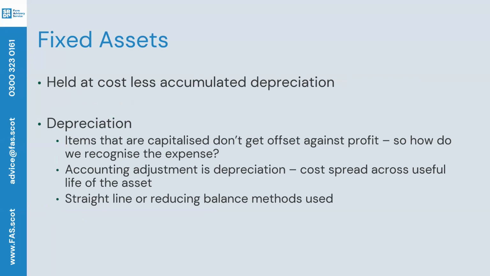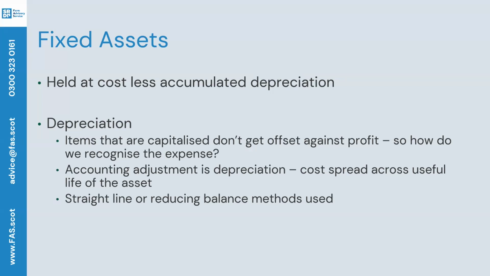Fixed assets are always held in the accounts at their cost, less their depreciation. So we recognize that assets have a finite useful life, generally speaking. We don't tend to depreciate land because land holds its value or increases. But lots of other assets that we do hold, like plant machinery, pickups, small tools, computer equipment, whatever it is, have a useful life. And therefore, over that useful life, their value decreases. The way we recognize that is through depreciation. So items that we capitalize don't go in the profit and loss statement. So we're not recognizing the expense for them, but how do we recognize the decrease in their value? We do that through depreciation.